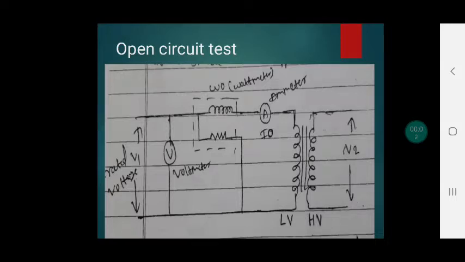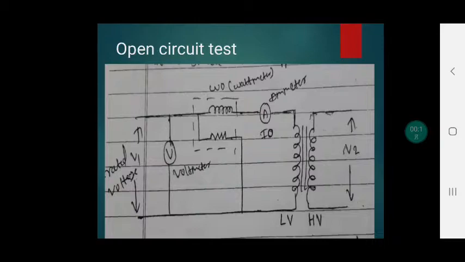Hello everyone. Once again, welcome to the lecture on transformers and AC motors. Today we will study the open circuit test which is conducted on a transformer.